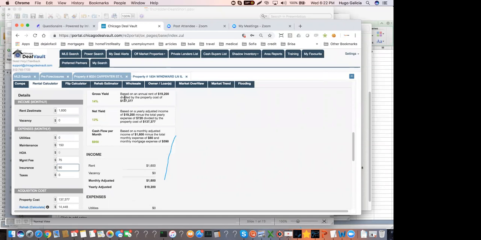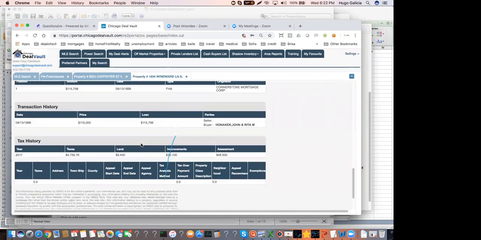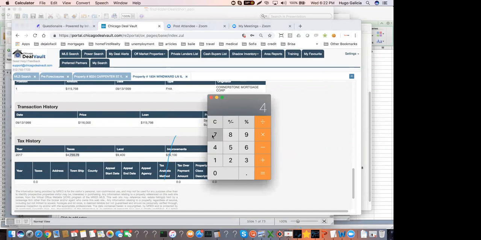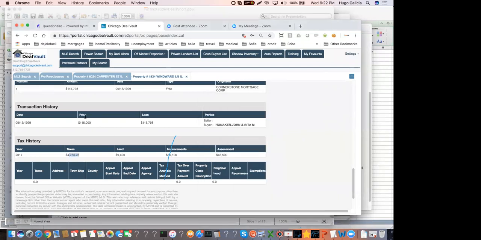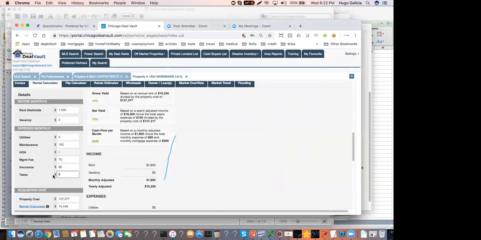Now taxes. Let's go back to the taxes. So I'm gonna go back to this owner tab information. Taxes are $47.55, okay? So I'm gonna do $47.55. Those are the yearly taxes. We need the monthly amount. So taxes are gonna be $396, okay? So let me go back to the calculator. Taxes are gonna be $396.